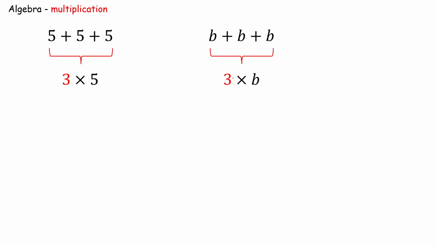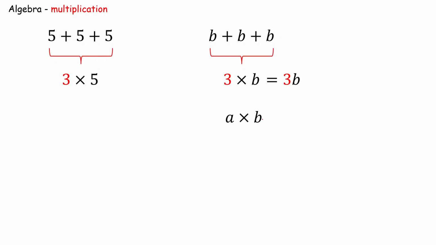And we saw previously that if you're timesing an algebra, 3 times b is the same thing as 3b. I've just simplified it to this. It's a much better way of writing it. And importantly, the number in algebra comes before the letter. You could write it as b3, but it looks really clumsy. It's always the number and then the letter.